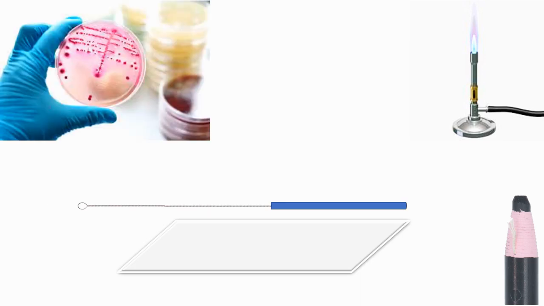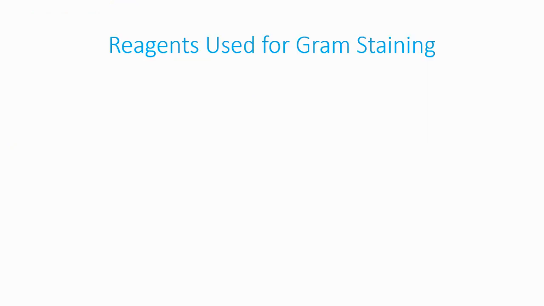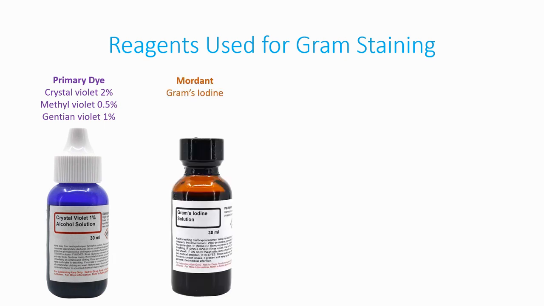The requirements for gram staining include glass slides, wax pencil, Bunsen burner, nichrome loop, bacterial growth on media, distilled water, and light microscope. Reagents used for gram staining include primary dye, that can be crystal violet 2% or methyl violet 0.5% or gentian violet 1%. Mordant, that is Gram's iodine.